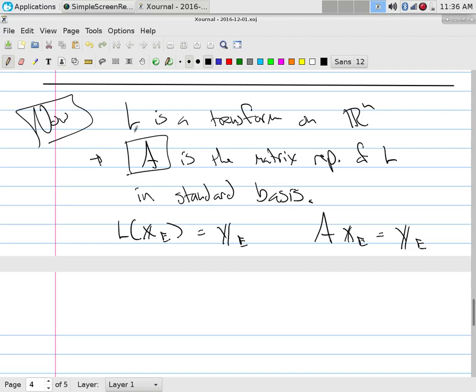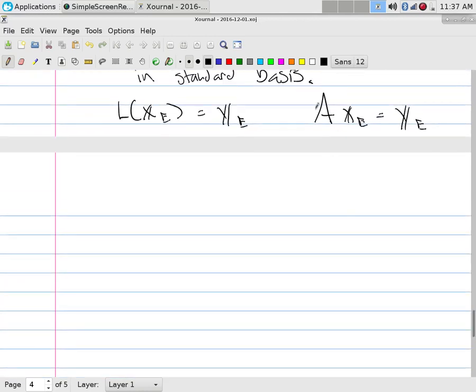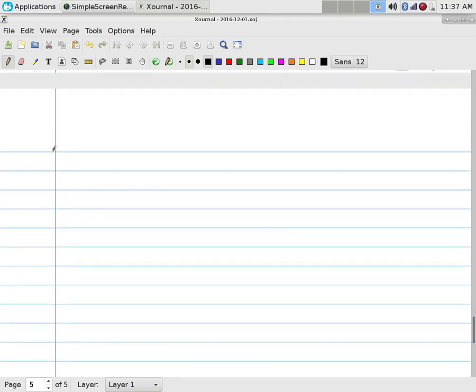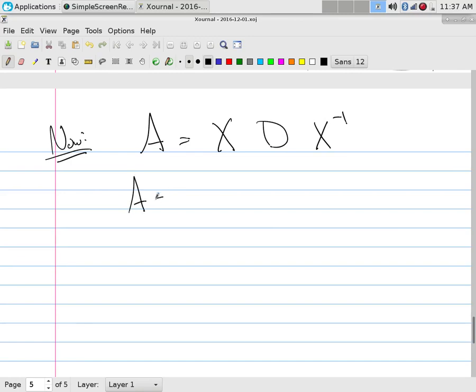So I have a matrix that represents a transform. Transforms multiply things whose coordinates are in standard and spit out, say, a rotated object, right? But its coordinates are still in standard. A is equal to X D X inverse. That means A times the coordinates of an object in standard is going to be X D X inverse times the coordinates in standard. That's what this transform is doing.